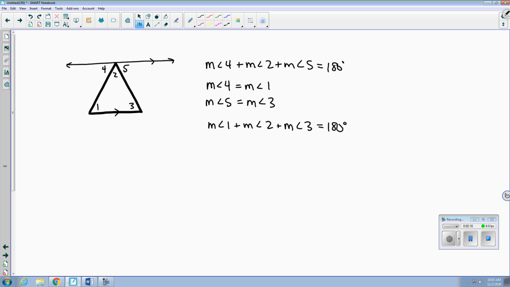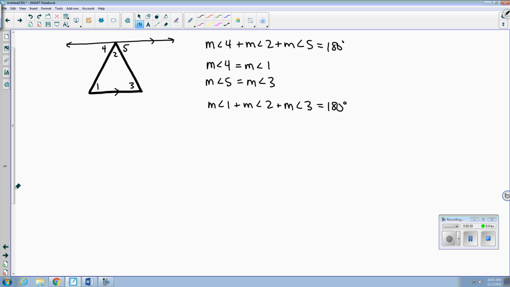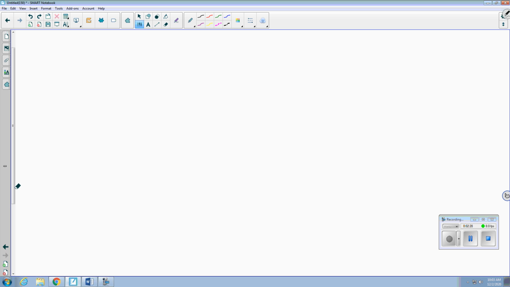And this is an important theorem because then we can generate some other ideas and relationships that may come into play when we're trying to solve problems that relate to angles in a triangle. One of them would be, what's the relationship between the acute angles in a right triangle?